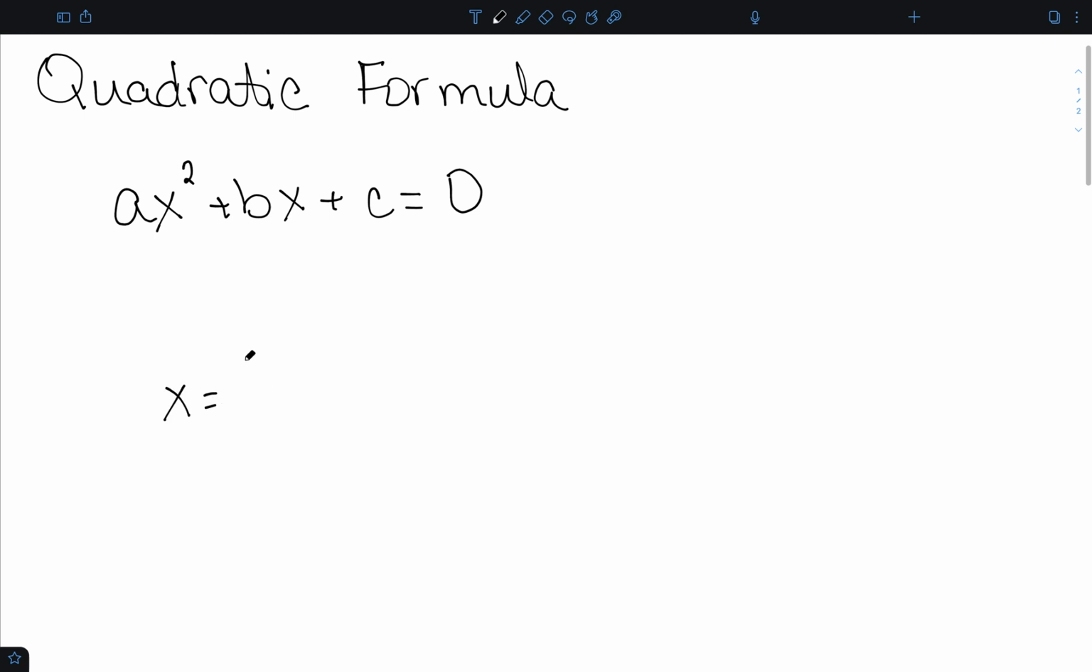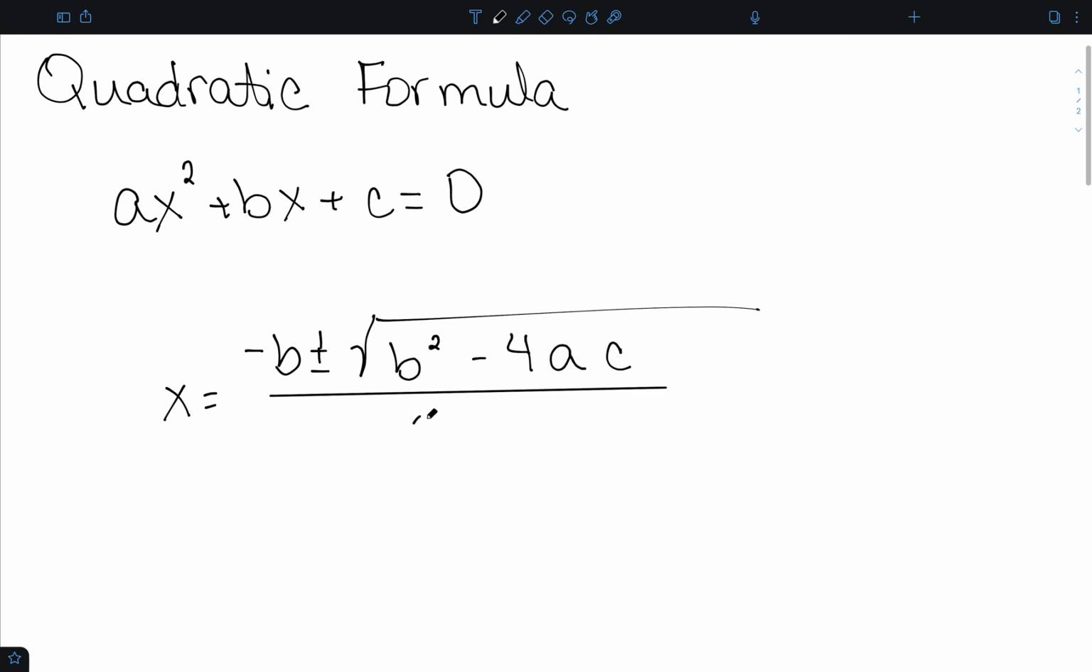This says x is equal to negative b plus or minus the square root of b squared minus 4 times a times c all over 2a. So let's look at how to use this.